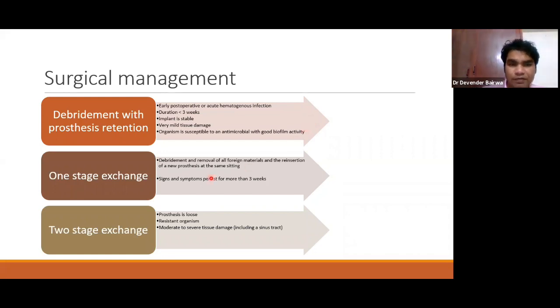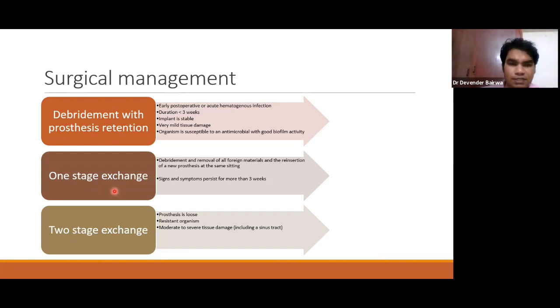If that is not the case, then we can go with either one stage exchange or two stage exchange. One stage exchange is done when you open the patient, take the prosthesis out, and put in the new prosthesis. In two stage exchange, you take the prosthesis out, wait for some time, maybe a few days or few weeks, and then put in the new fresh prosthesis.